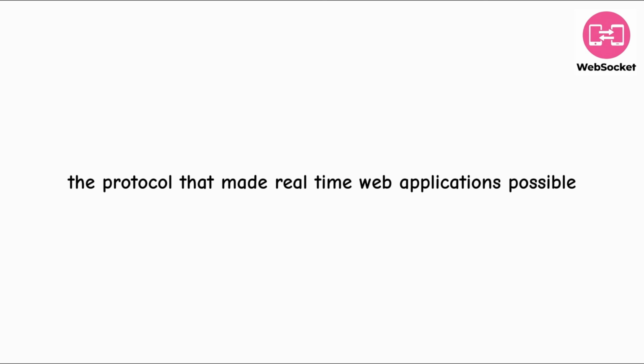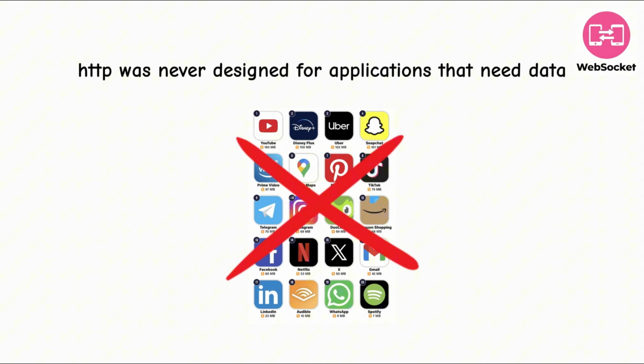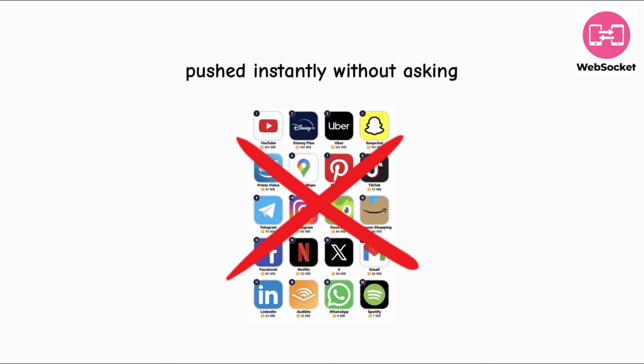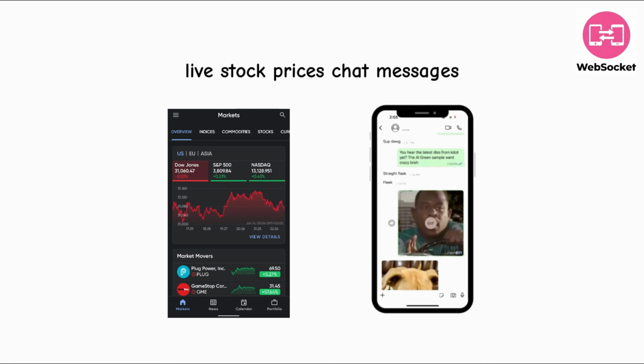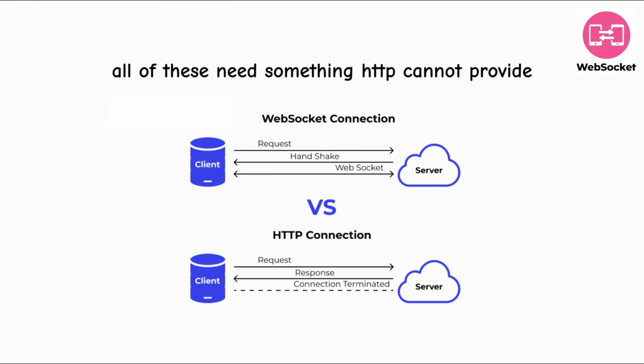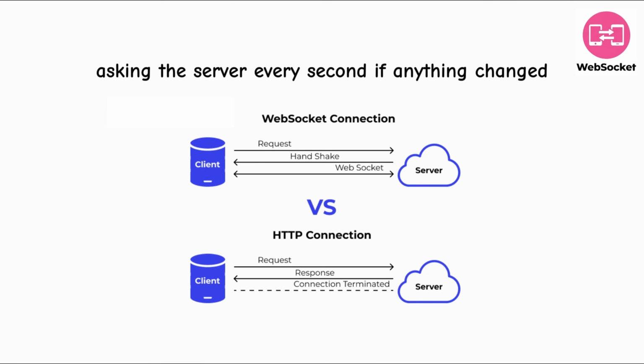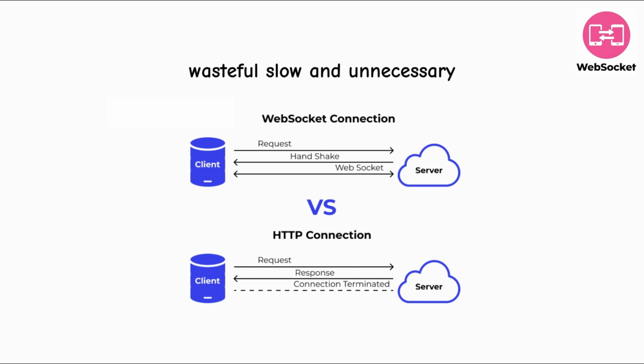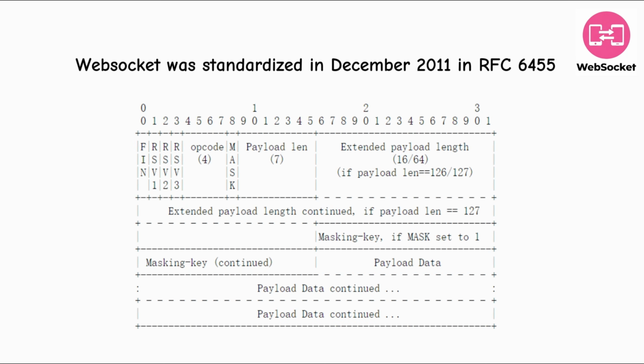WebSocket is the protocol that made real-time web applications possible. HTTP was never designed for applications that need data pushed instantly without asking. Live stock prices, chat messages, multiplayer games. All of these need something HTTP cannot provide. The old workaround was polling, your browser asking the server every second if anything changed. Wasteful, slow, and unnecessary. WebSocket was standardized in December 2011 in RFC 6455.